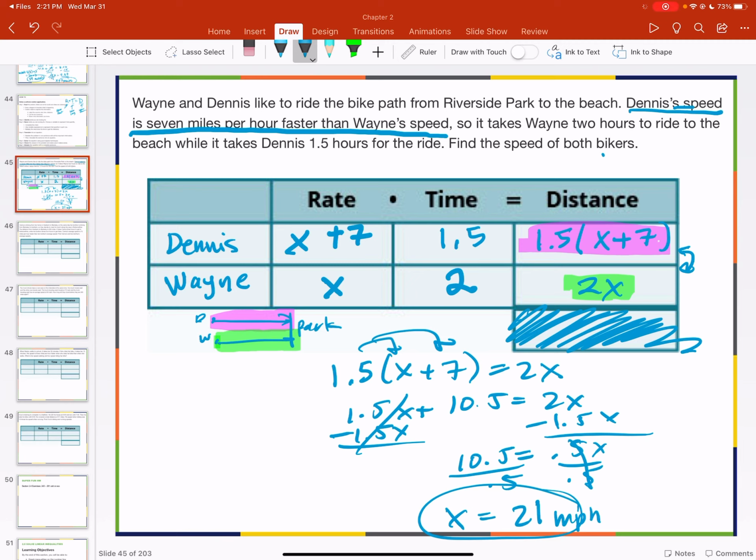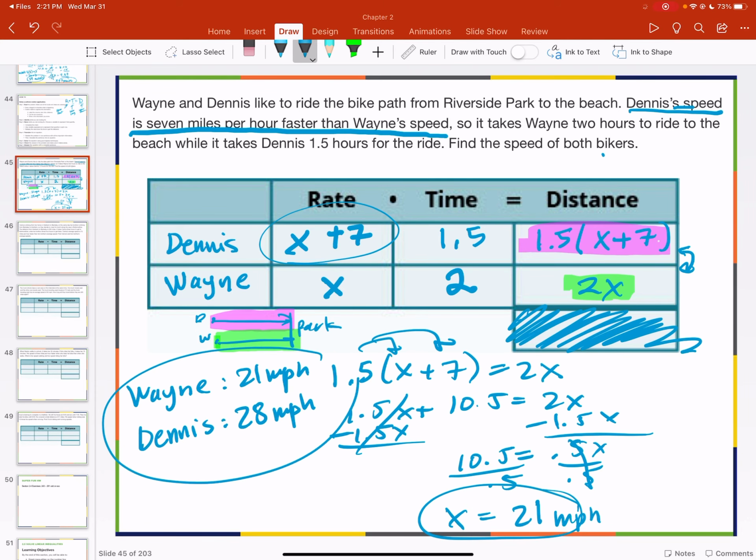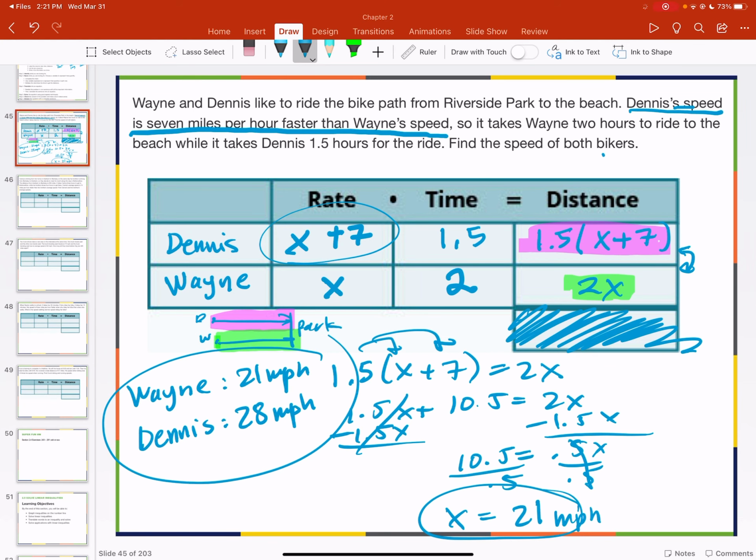So if Wayne is going 21 miles per hour, how fast is Dennis going? Well, what did we say Dennis was? We said here that Dennis's speed is 7 miles per hour faster than Wayne. So we just add 7, 28 miles per hour. And that's it, okay? Not too bad, right? Not too terrible. We're almost done. Let's do another example.